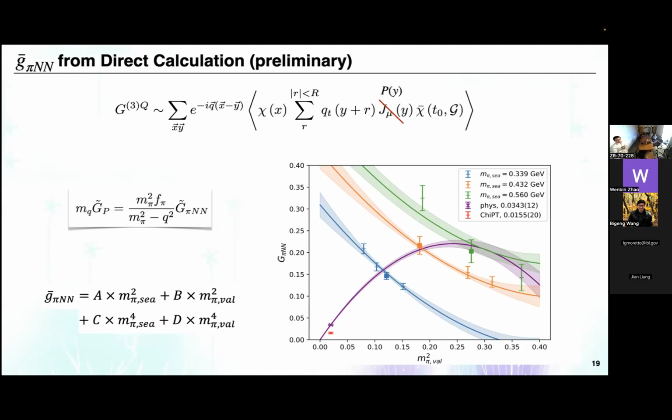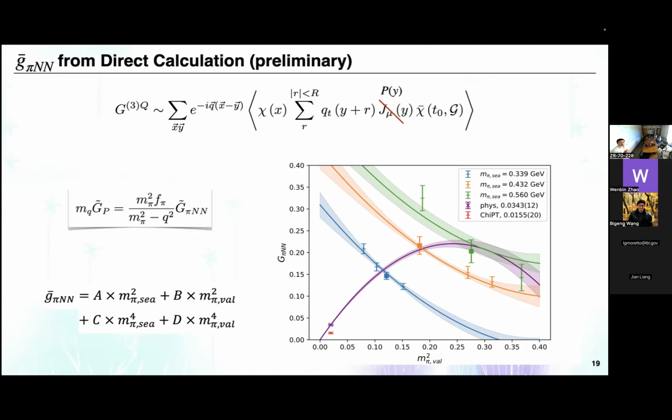CP-Violating coupling. In this calculation, this figure is similar to what I showed in the EDM case, but you see the precision is much better. In this plot you can see more clearly the trend of the valence and the sea pion mass. For example, for these 4 points, same sea pion mass but different valence pion masses, if you go to smaller pion masses, you get a larger value of ḡ_πN. But looking at the total trend, blue, orange, green, as you go to smaller sea pion masses, you get a smaller value, and in the end we have such a value indicated by this purple point.